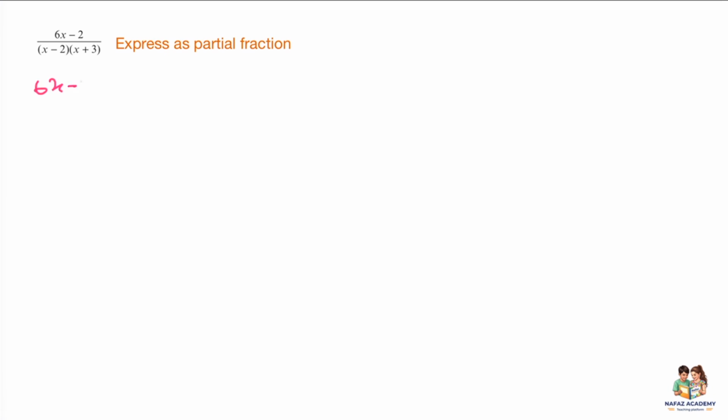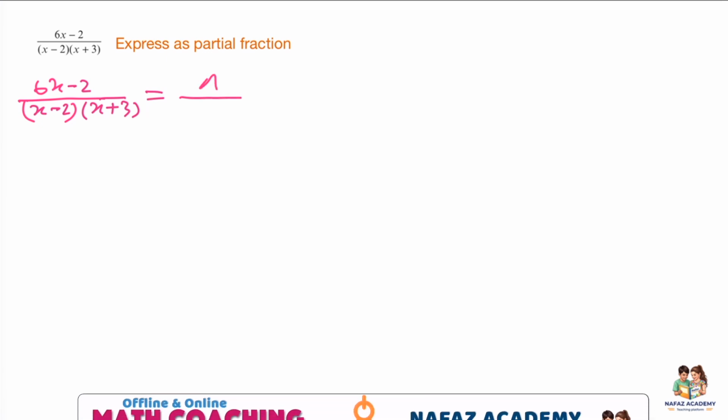Here is a problem: express as partial fractions, an A-level problem. The denominator is x minus 2 and x plus 3. Already they are in factor form, so no need to do anything.